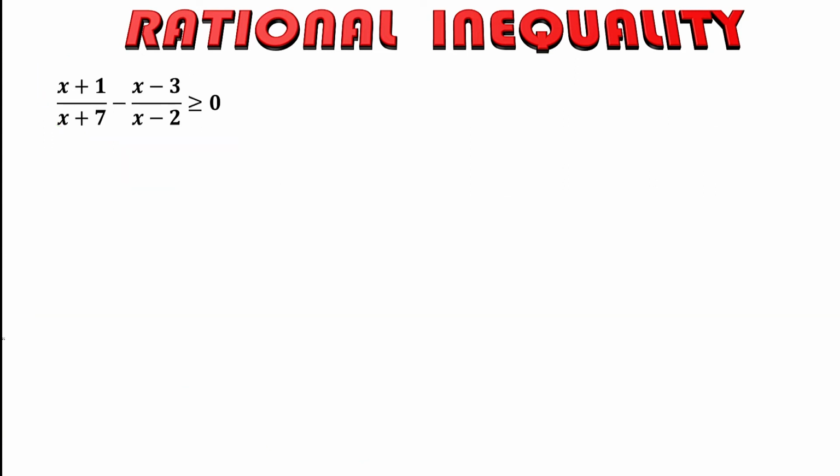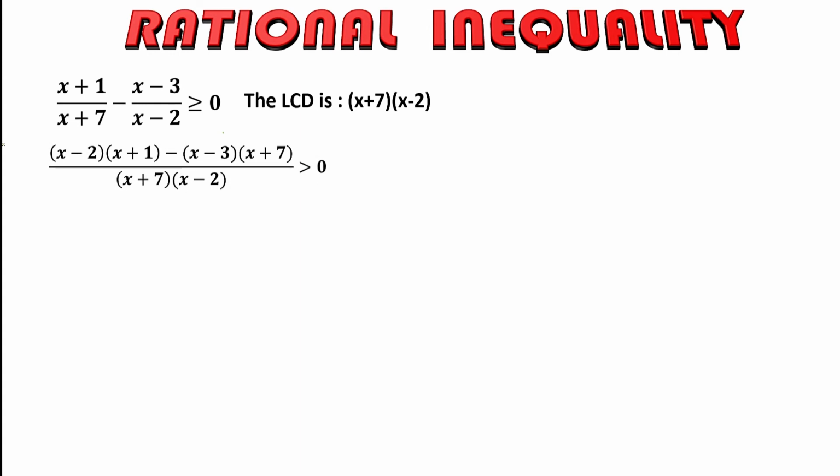Now, I have another inequality. This is another inequality, and the same steps apply. Find the LCD. You add the two rational expressions using the LCD. You do the multiplication now.